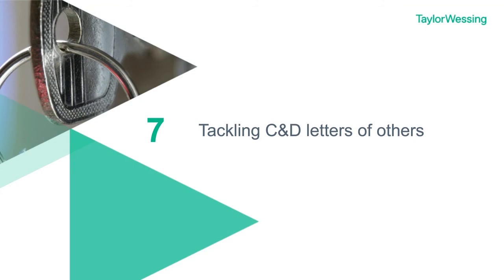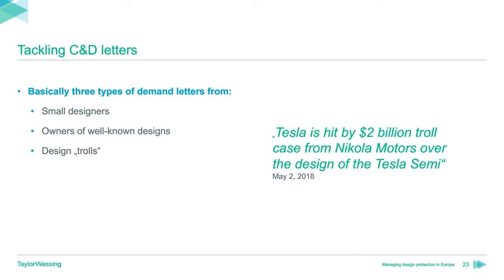Hello again, this is Martin Prohaska from Austria. There are basically three types of demand letters. First, they come from small designers who often don't even have design registrations, but are just morally outraged. Second, they come from big luxury brands that own well-known designs. And third, and increasingly, they come from trolls who want to use the registrations to press for royalties. An example is the design of the Tesla semi-truck, where Tesla was recently hit by a troll in the US.